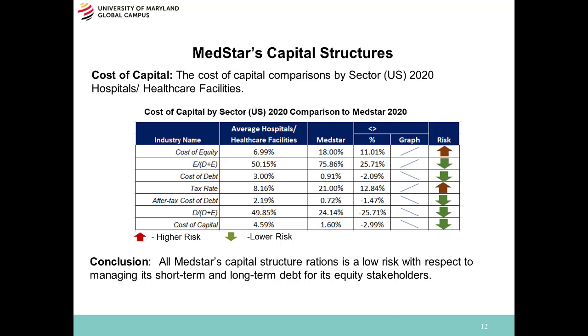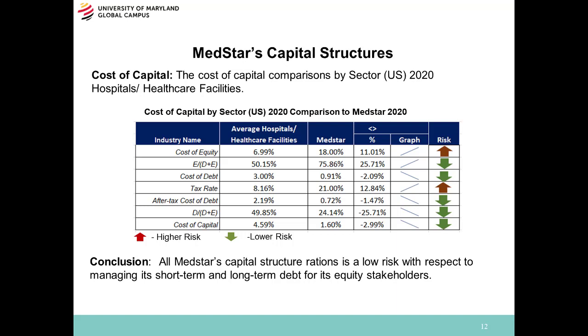Going to the first row, MedStar cost of equity is 11% higher than the average at 18%. But the cost of equity exceeds the cost of debt and is risk to shareholders only and does not affect MedStar's income statement and is a low risk category. Going down to the third row, looking at MedStar's cost of debt, which is 2.9% lower than the average at 1.6%.